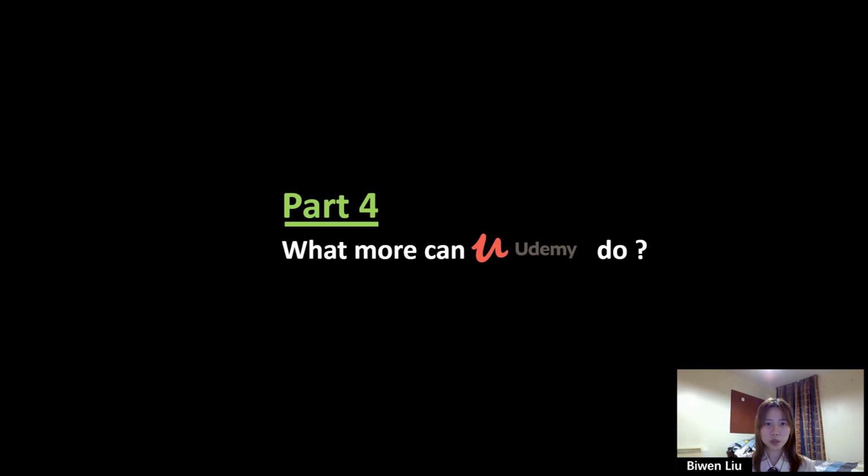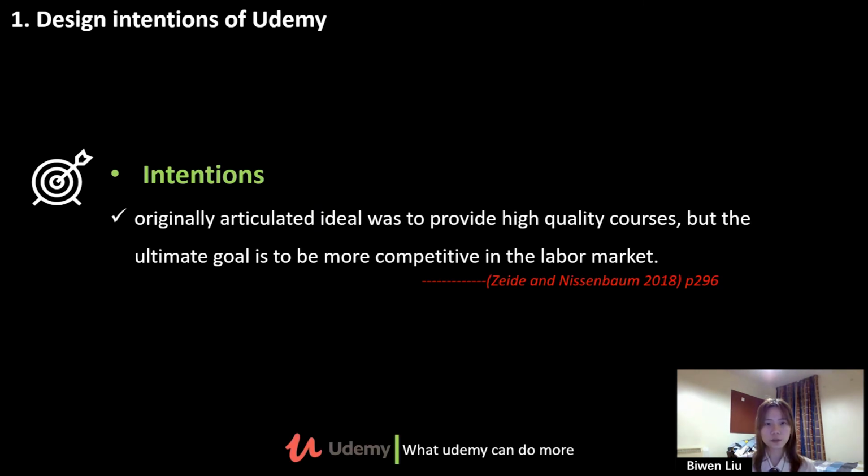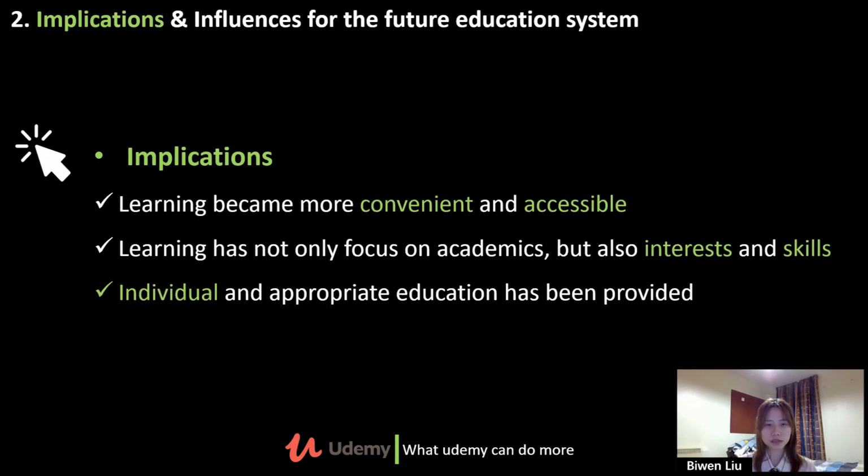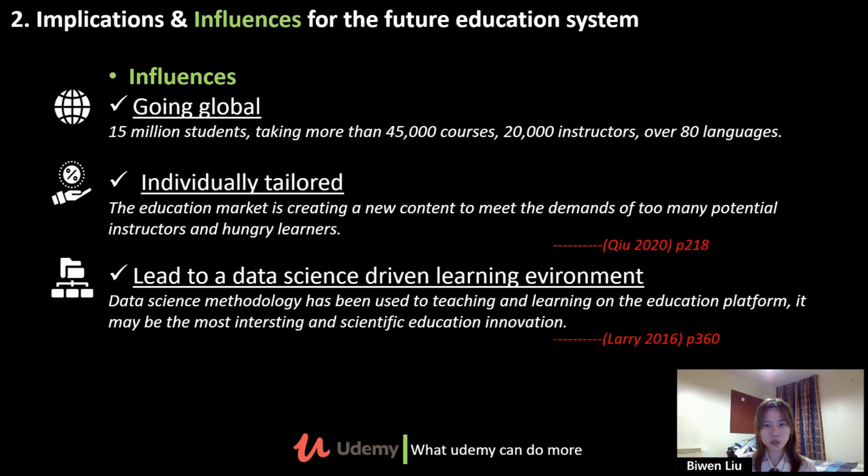So in this part, I'm going to talk about what more Udemy can do. The initial intention of Udemy was to provide high-quality courses. Ultimately, it changed to be more competitive in the labor market. Even though Udemy still has some positive implications and influence for the future education system, it makes it more convenient and accessible to learn, focusing more on specific methods of teaching. So we predict that Udemy will go global, individually tolerated, and lead to a science-driven learning environment.